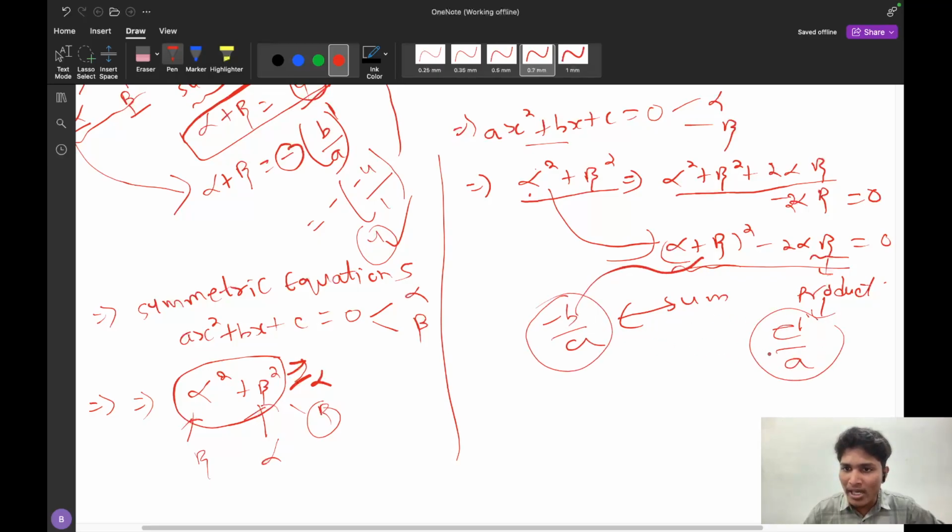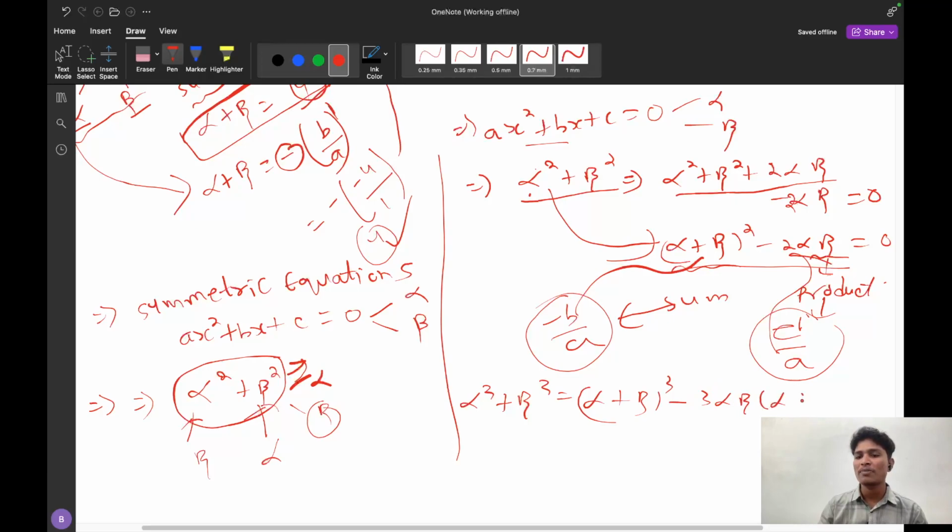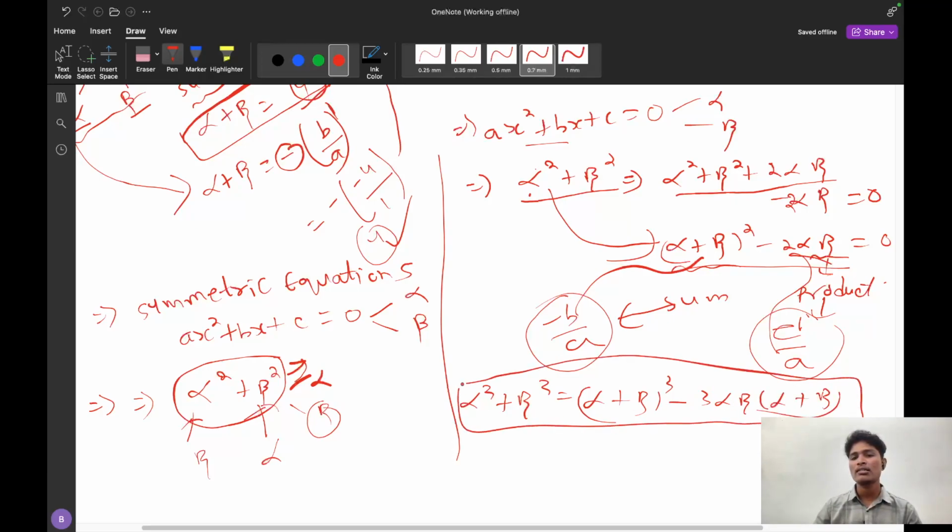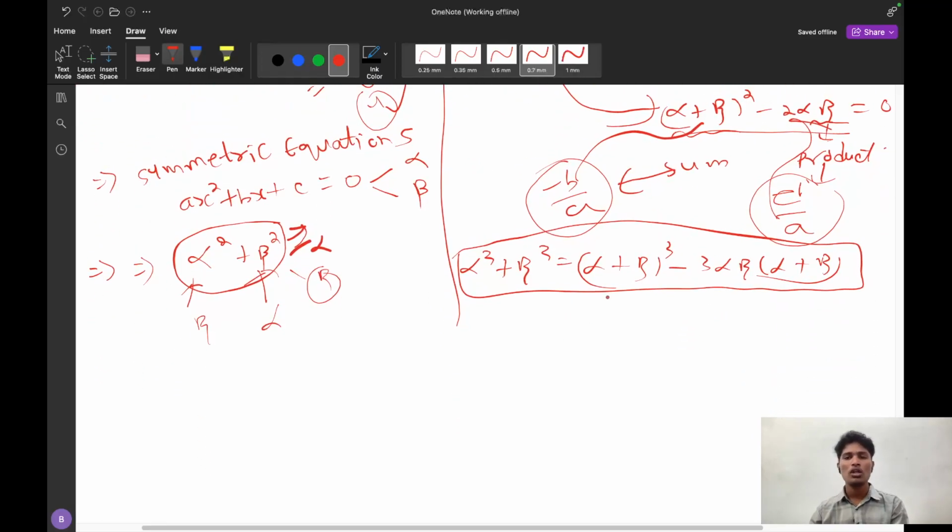Simply I can substitute here and find the value for this expression, alpha square plus beta square. If the expression is alpha cube plus beta cube, then also I can find it. That is alpha plus beta whole cube minus 3 alpha beta into alpha plus beta. Like this I can write. So like this I can find any such value with the help of the sum of the roots and the product of the roots.